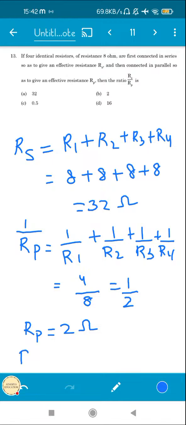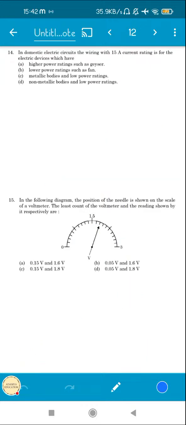Now if you find the ratio between these two, Rs by Rp, you are going to get 32 by 2, that is 16. So the answer is option number D. Alright, let's move on to the next question.